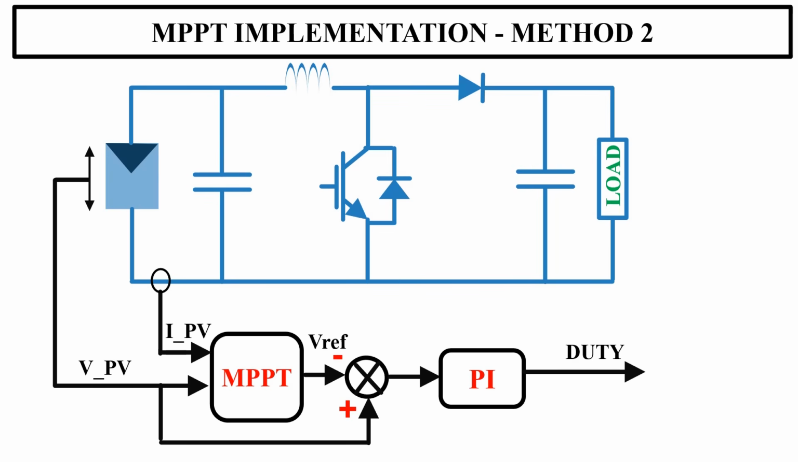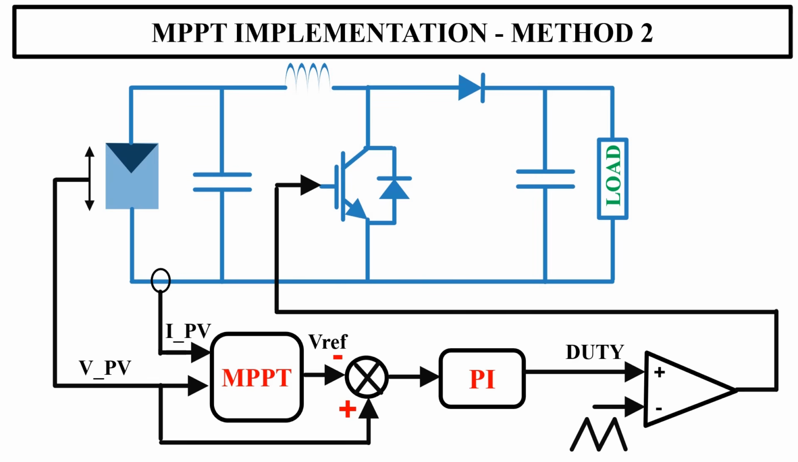The output of the PI controller will give the required duty ratio for PWM generation. And this value is compared with a carrier signal and given to the gate terminal of the MOSFET. Compared to the first method, this method will give you better MPPT tracking performance since it has a closed loop control mechanism. This method is used in the simulation that I am going to demonstrate.